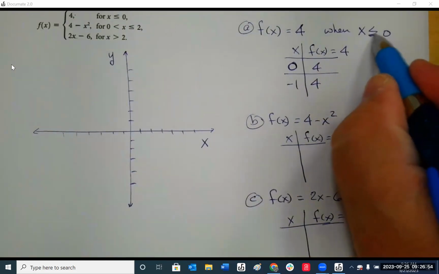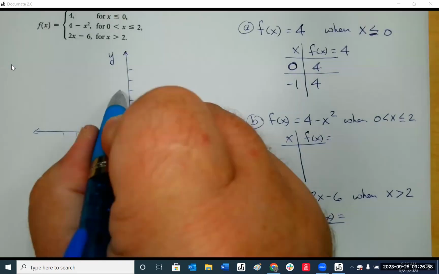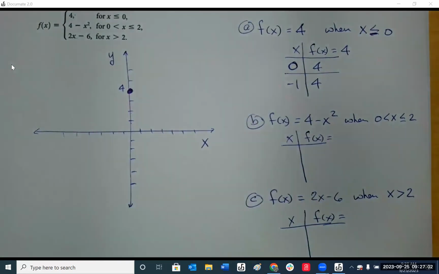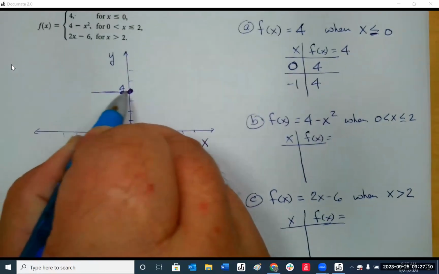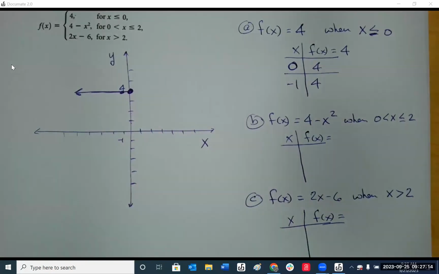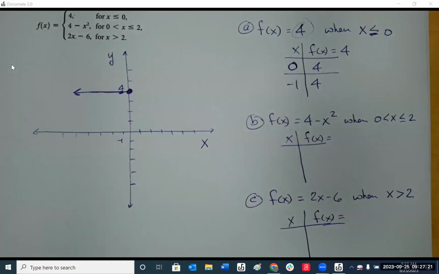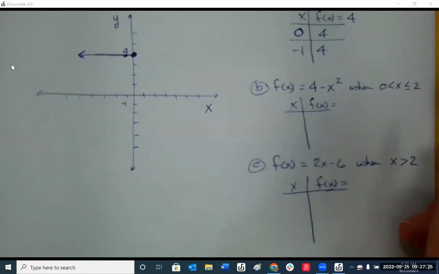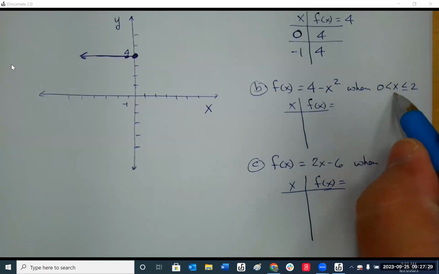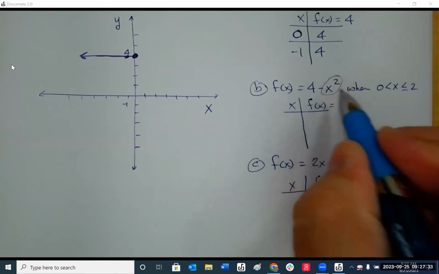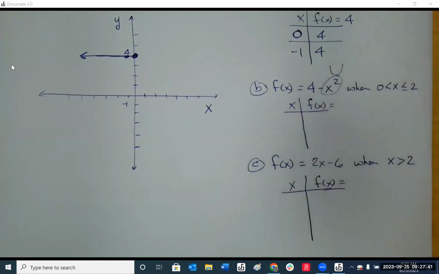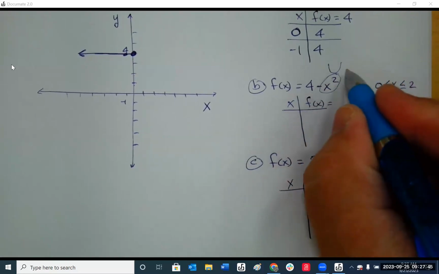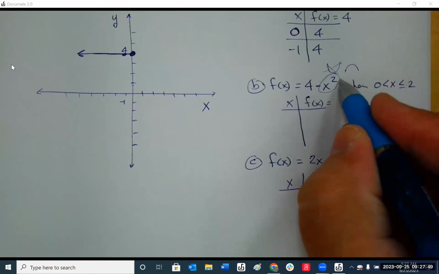So at 0, since we can include 0, at 4, we get a solid dot. At -1, at 4, we get a solid dot. So it's a horizontal line, because it equals 4. The next one is a quadratic equation. Because it's x squared, the graph looks like this. But since it's negative, it'll be down. It's going down. This graph will look like this.